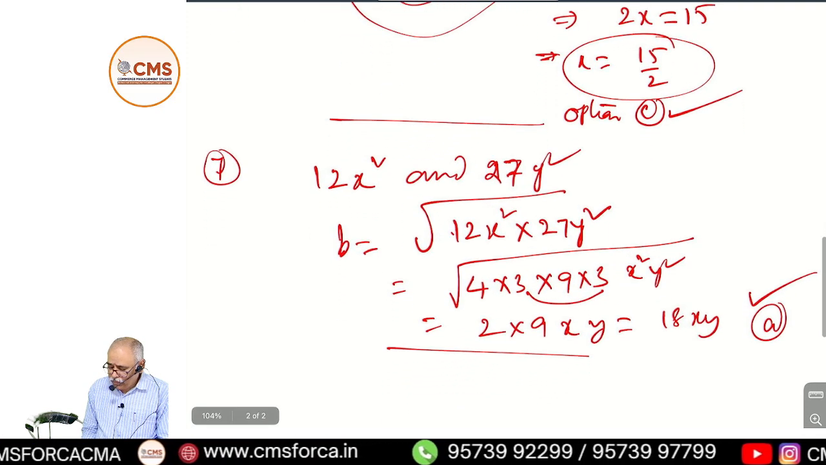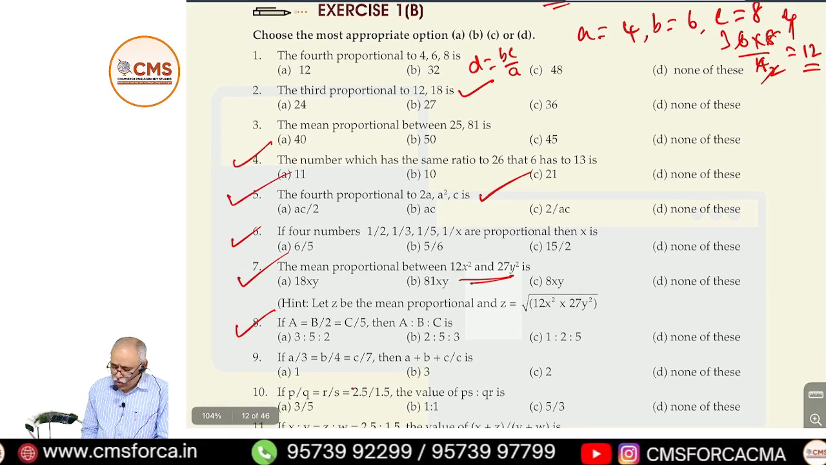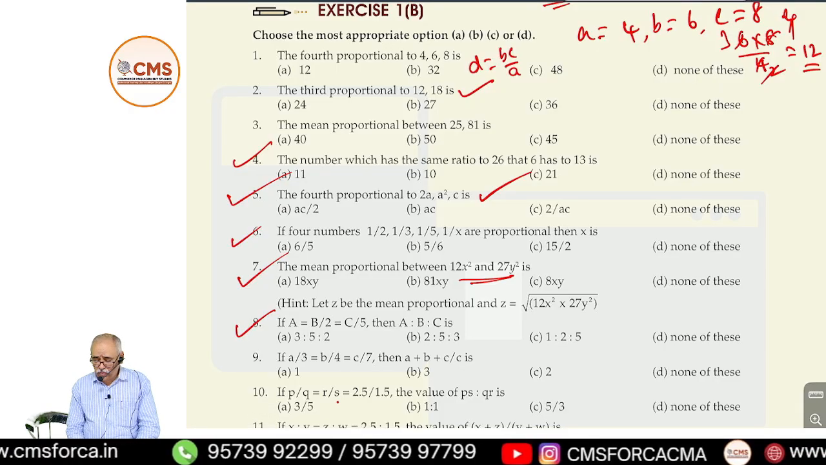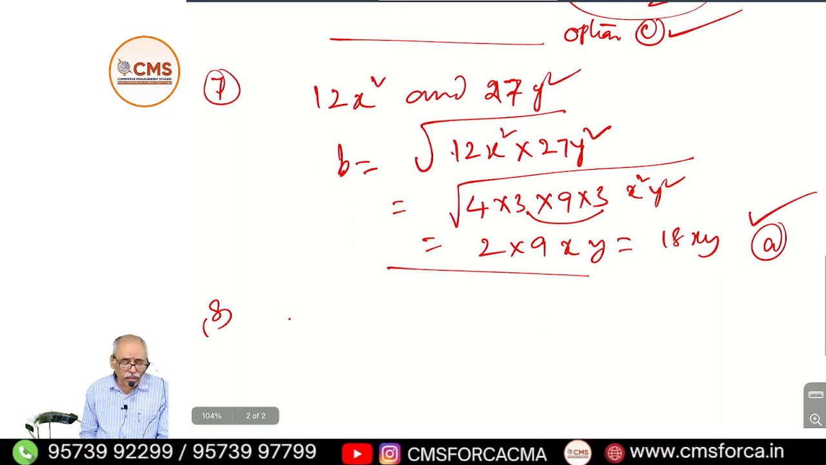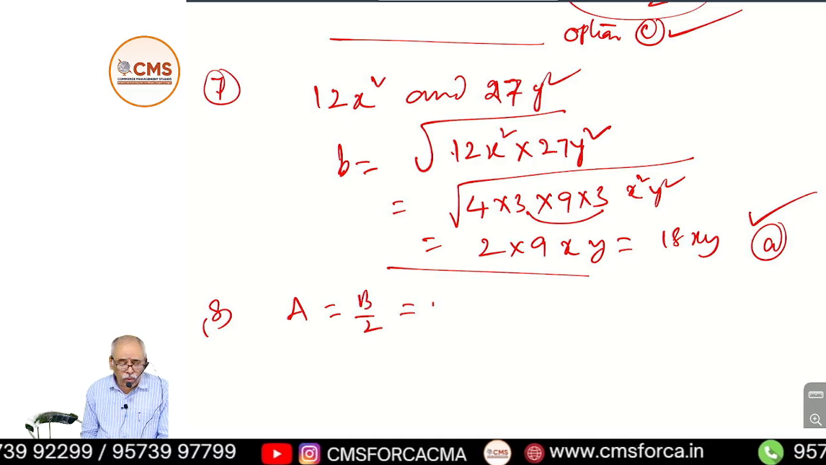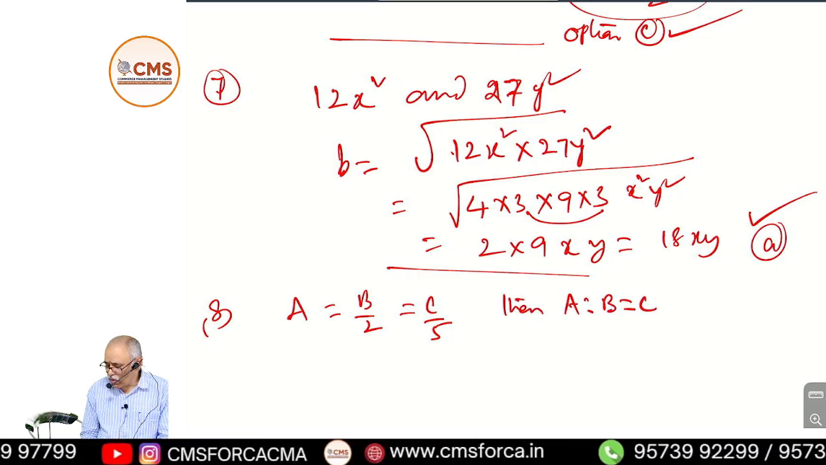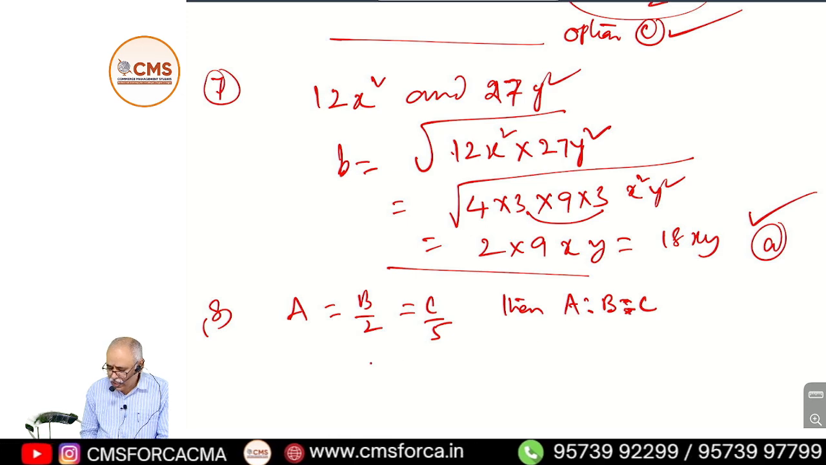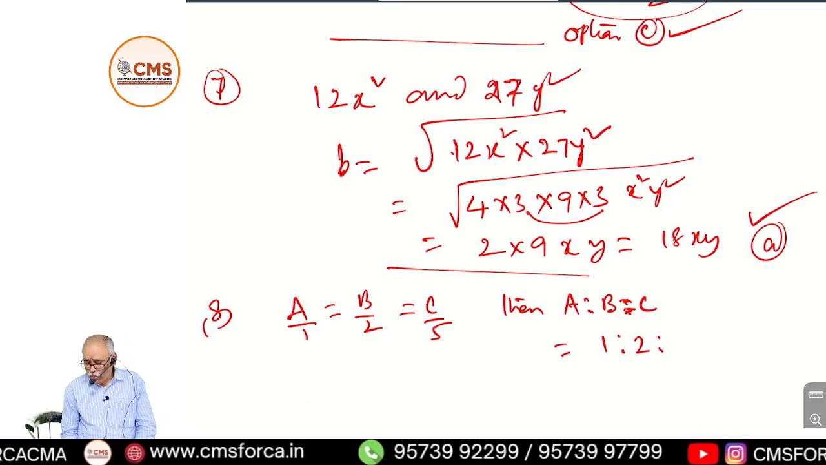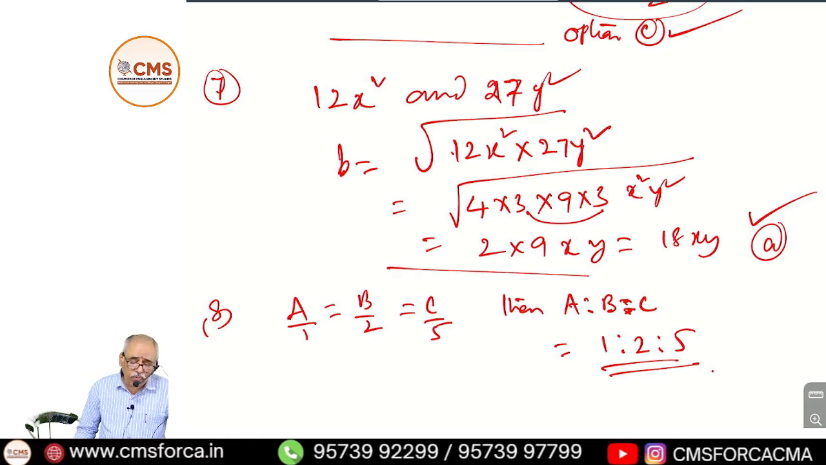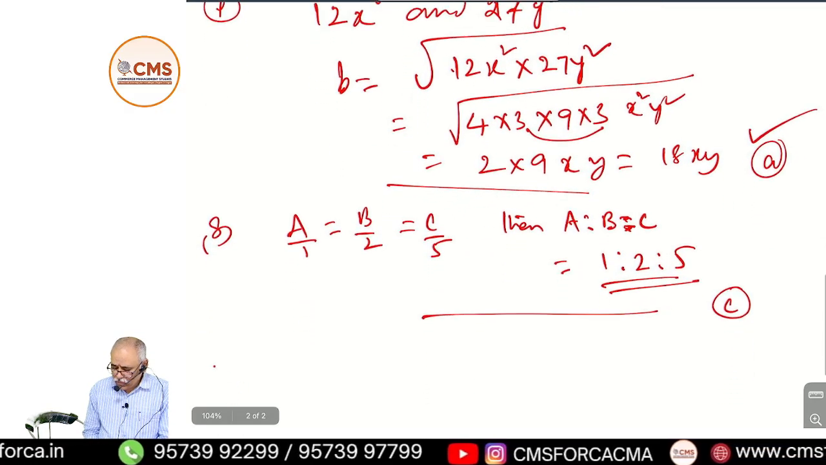Question number 8. If A is equal to B by 2 equal to C by 5, then A is to B is to C is equal to what? Can you tell me the answer directly? A stands for A by 1, right? So the answer is 1 is to 2 is to 5. It is option C. Okay?